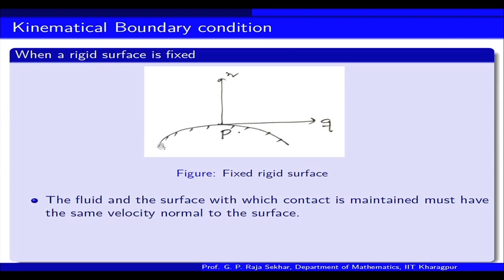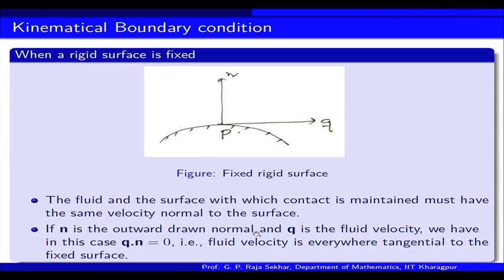You consider an interface. It is fixed, that means it is not moving, and this is a normal and this is the corresponding reaction. The fluid and the surface with which contact is maintained must have the same velocity normal to the surface. What does it mean? What is the assumption here? As I already indicated, the assumption is that the surface is impermeable, nothing can pass through. Therefore, there is no normal flux, so the normal velocity is 0.